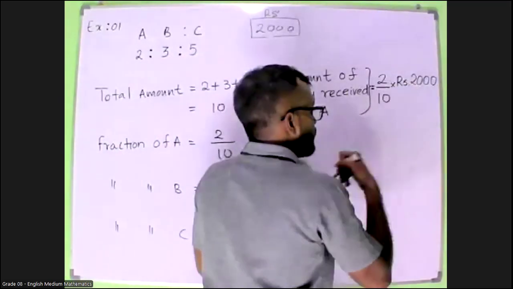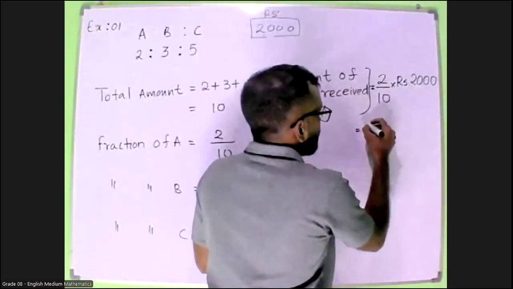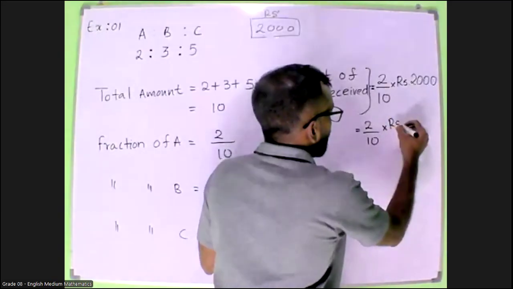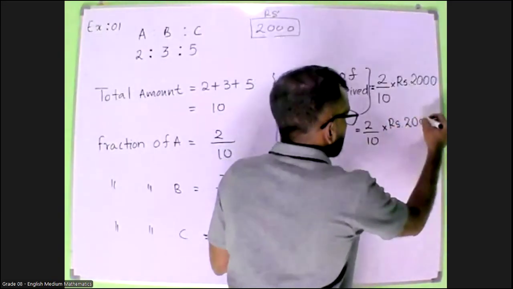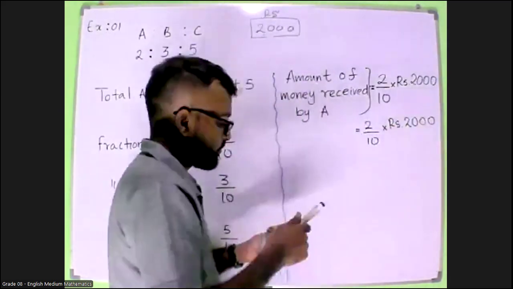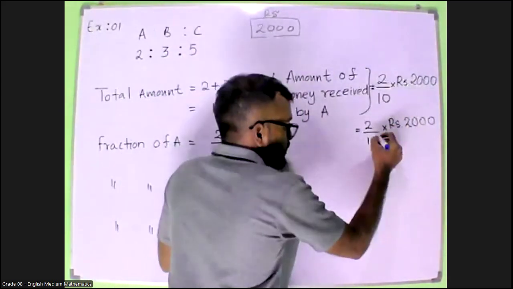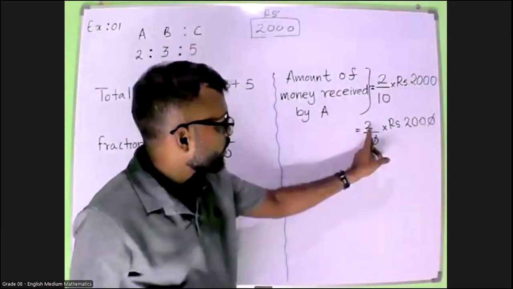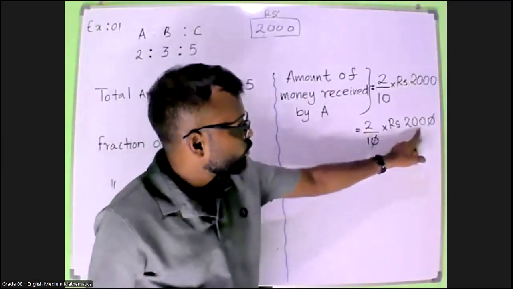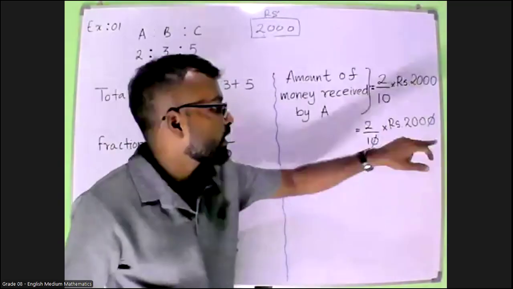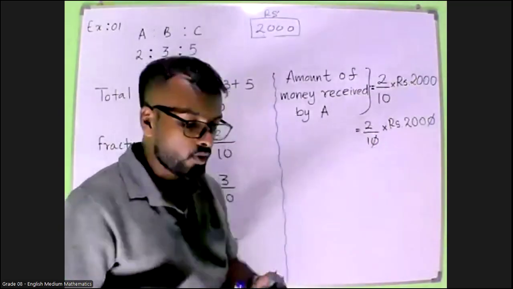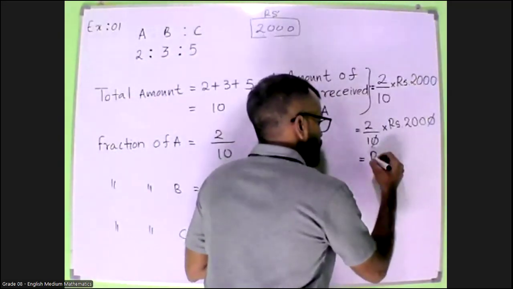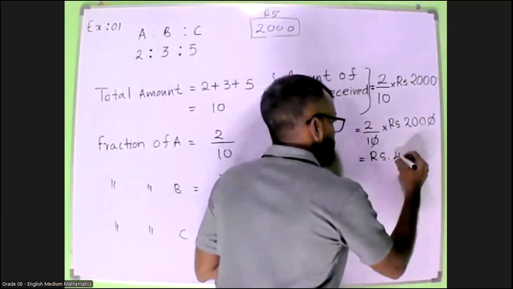So I will rewrite it again, then you can understand. 2 divided by 10 multiplied by 2000 rupees. So here now we have 2 multiplied by 200 rupees. If you multiply 200 rupees by 2, then what do you have as the answer? 400 rupees. So A will receive 400 rupees.